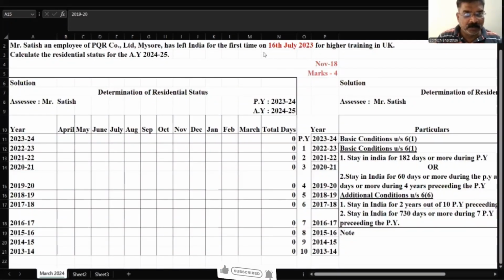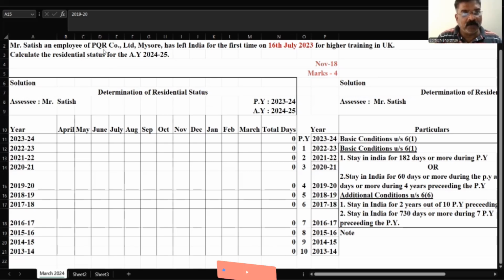So this is the third problem which we are solving on the basic topic of residential status. This carries 4 marks again in Section B. This is pulled out from November 18, 2018. Okay, so I'll read the problem. First, we'll understand the problem, then we'll solve it accordingly.